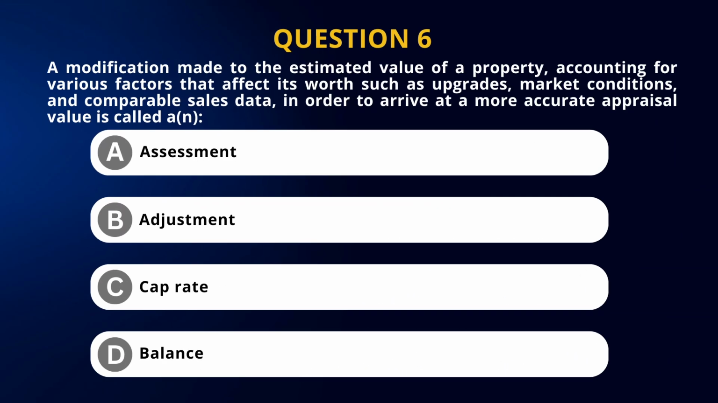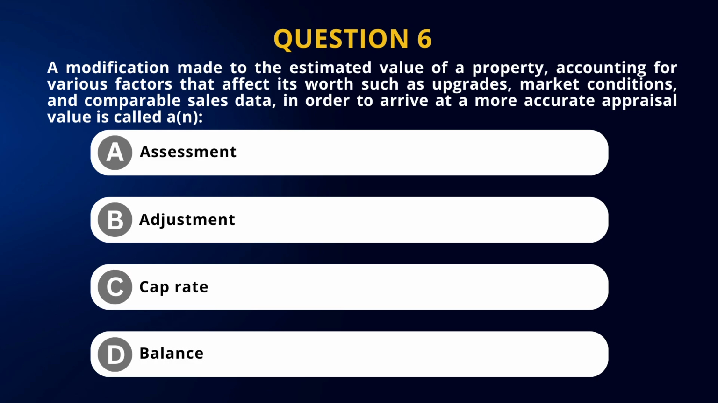Question number 6. A modification made to the estimated value of a property, accounting for various factors that affect its worth, such as upgrades, market conditions, and comparable sales data, in order to arrive at a more accurate appraisal value, is called an: letter A, assessment; letter B, adjustment; letter C, cap rate; letter D, balance.